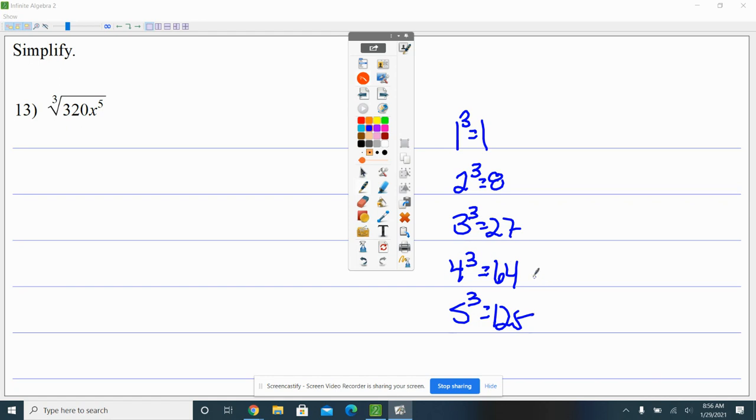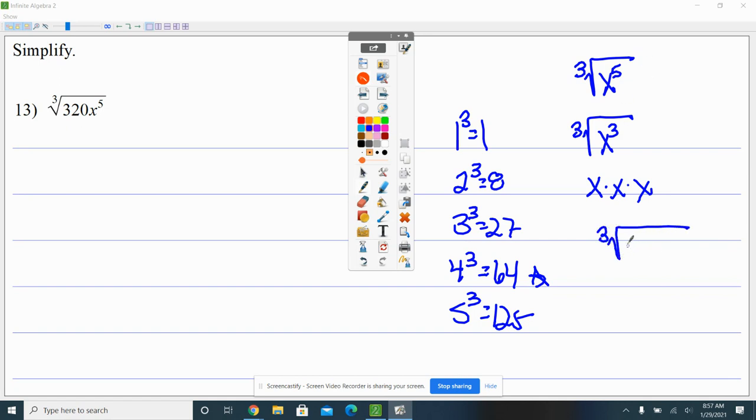Okay, 64 goes into 320. Now, what about the cube root of x to the fifth? We're thinking about something that has to be there 3 times for it to come out, because the cube root of x to the third is the only one that would work out nicely, since that would be x times x times x. So in this case, I'm going to change the x to the fifth to x cubed times x squared. Still x to the fifth, but this x cubed will be able to come out as just the x. So on these, you're looking for multiples of 3.